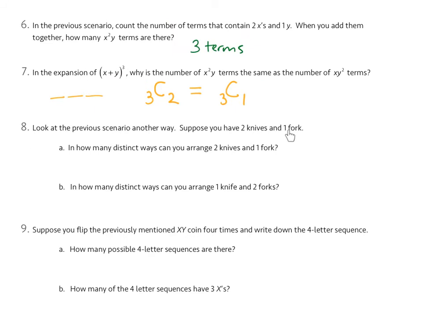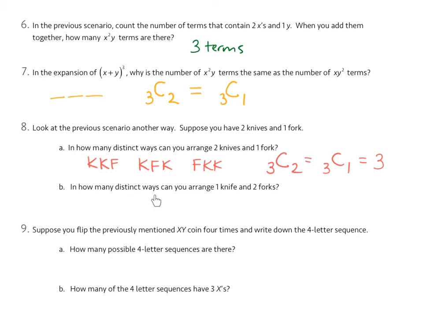Suppose you have 2 knives and 1 fork. Part A. In how many distinct ways can you arrange 2 knives and 1 fork? If I use the letters K and F, I could put 2 knives first, and then I could place a fork, or I could put the fork in the second position, or I could put the fork first. There are 3 ways I can arrange 2 knives and 1 fork. I have 3 pieces of silverware to place, and I want to place 2 knives, or I could think about it as having 3 pieces of silverware to place, and I want to place 1 fork. Either way, it is the same, and it is equal to 3.